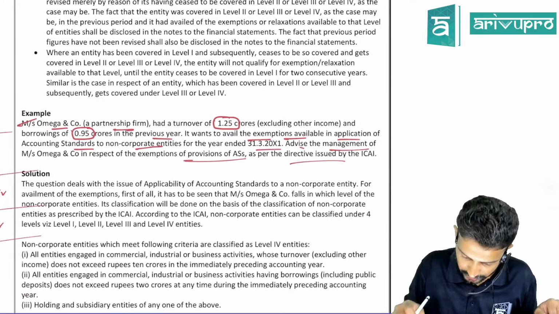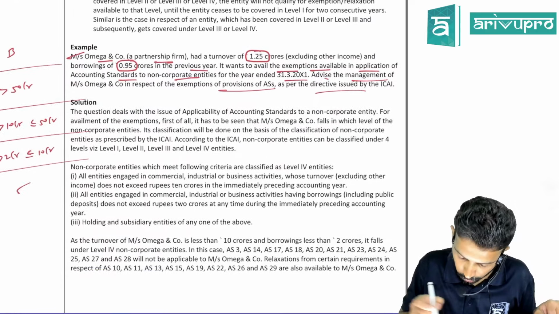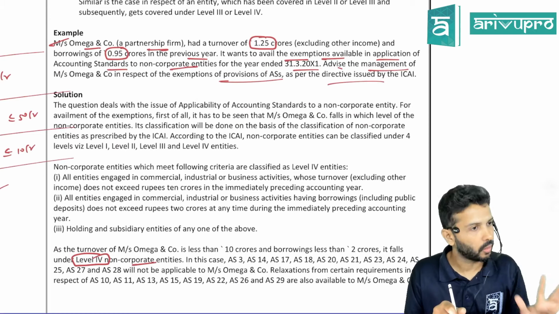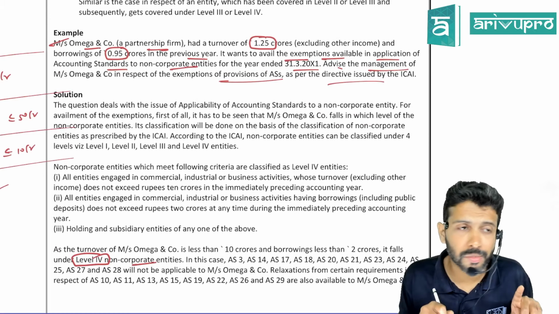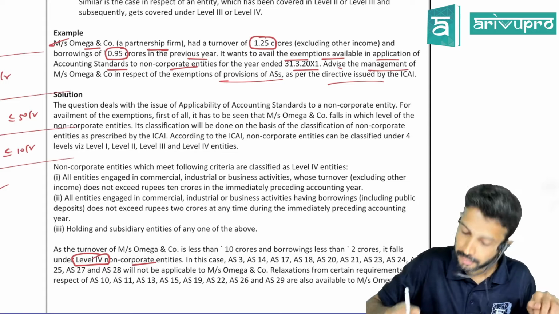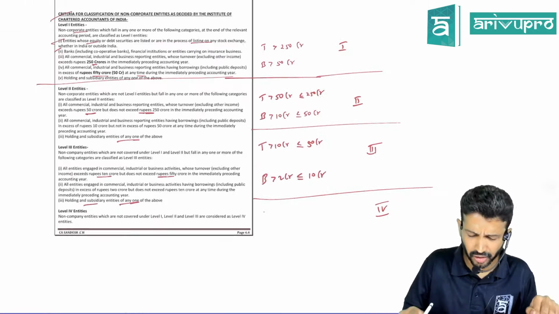So this Omega falls under which category? They have written the criteria. Omega falls under level 4 entity. Okay. That means can they take the exemptions? Yes. So the next question is, sir, what is the exemption available? I'll write this down.